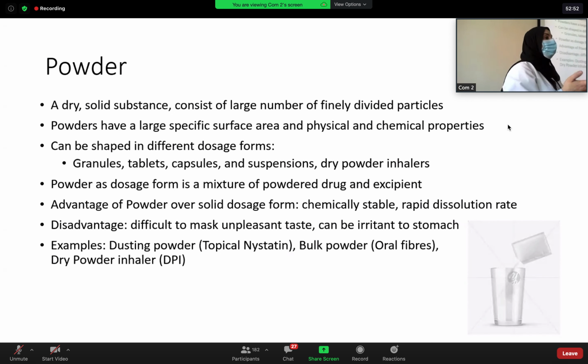Or the dry powder inhalers. They are powders, but they are a sterile formulation, formulated into microfine powders that can be administered directly to the lung. Examples of medicated powders are nystatin or other antifungal powders, and bulk powders like the oral fibers, medications for constipation, and again, the inhalers.